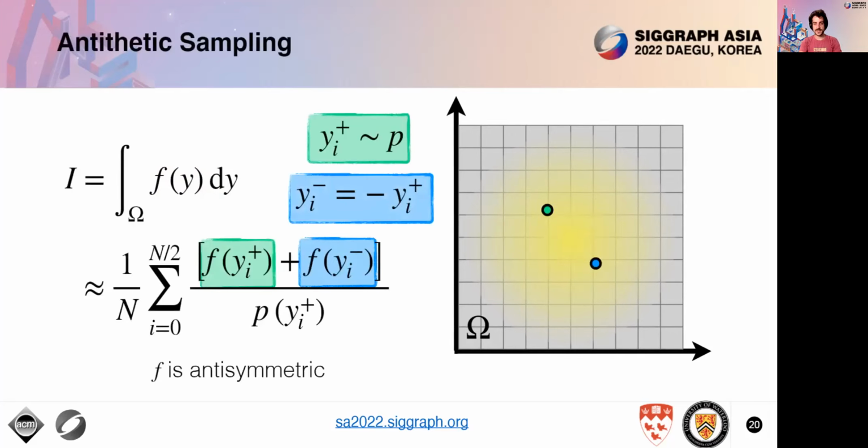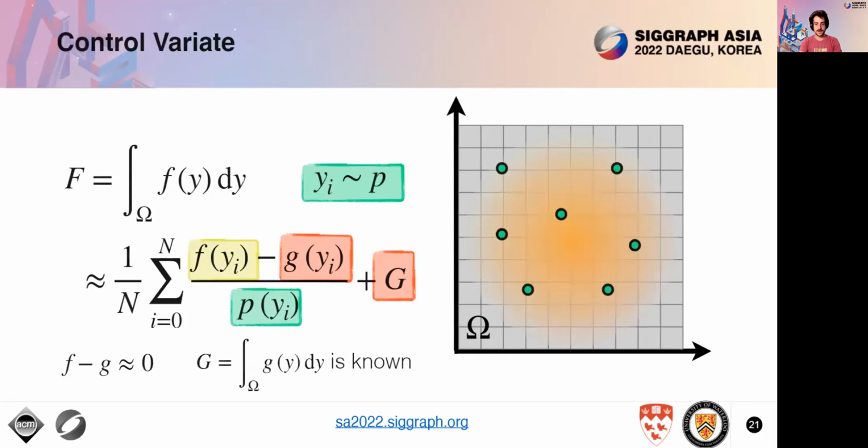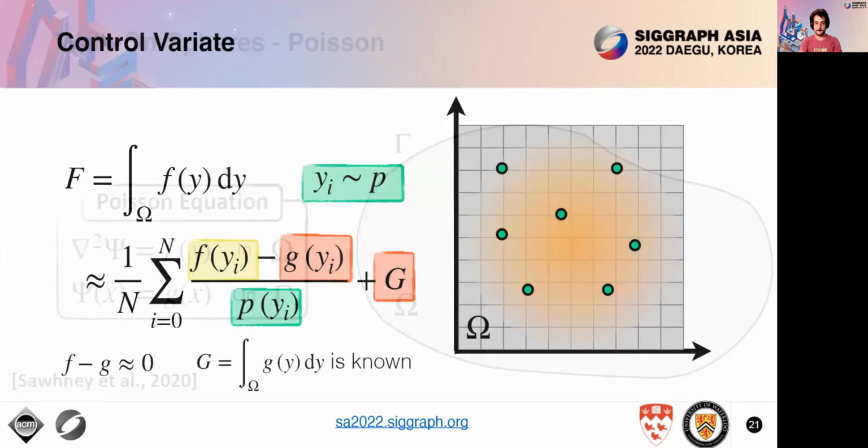Another technique is called antithetic sampling. Basically, when the integrand is antisymmetric, you can sample points in antipodal pairs instead of one at a time. Doing so will decrease the amount of noise so long as the antisymmetric property is satisfied. Finally, we have the control variate technique. Basically, if you already know part of the integral solution, you can just extract it. Doing so will reduce the variance of the solution if done carefully, such as when the difference is close to zero or easy to importance sample.